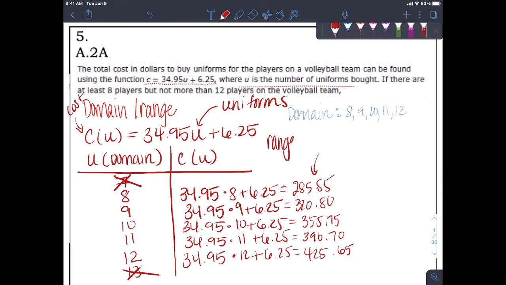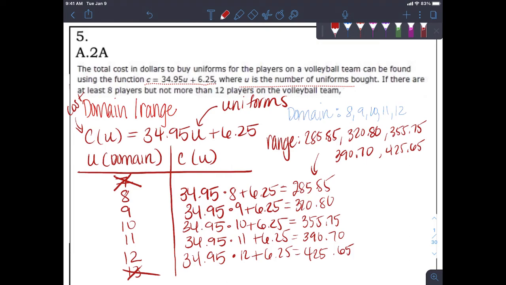So my range is going to be 285.85, 320.80, 355.75, 390.70, and of course 425.65. So as a review, domain, my input, independent variable, my x's, in this case uniforms, and my range is my output, my y values, and in this case my C, okay, my dependent variable.